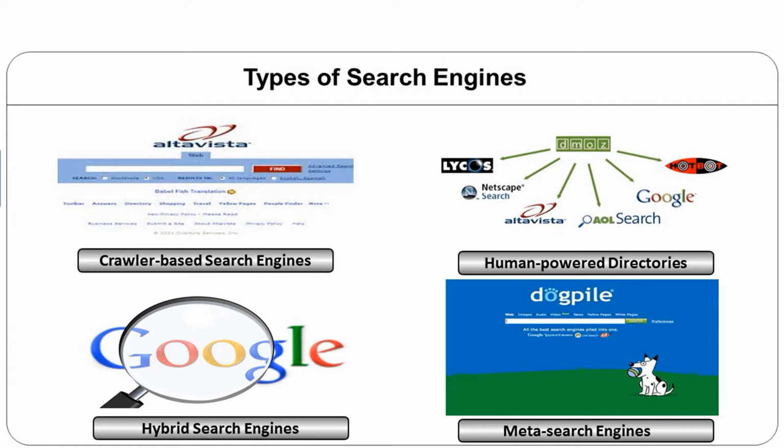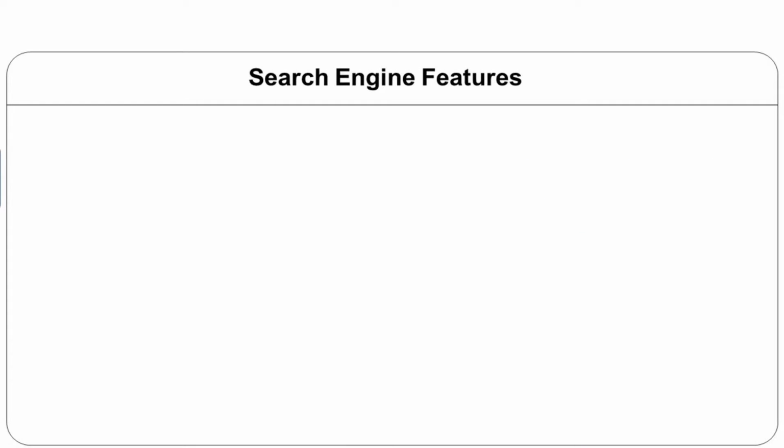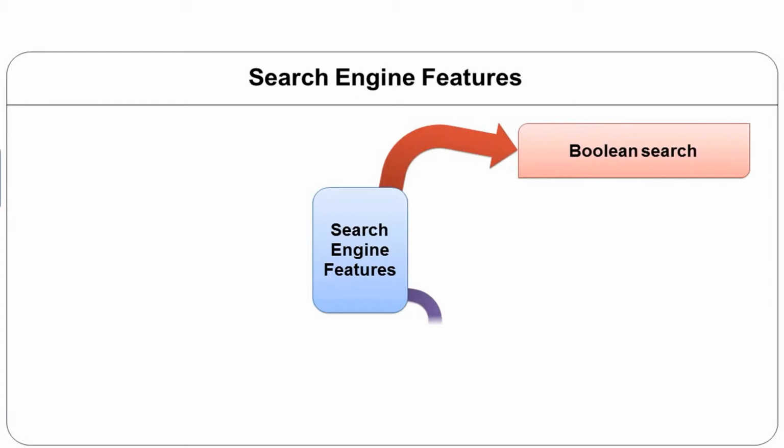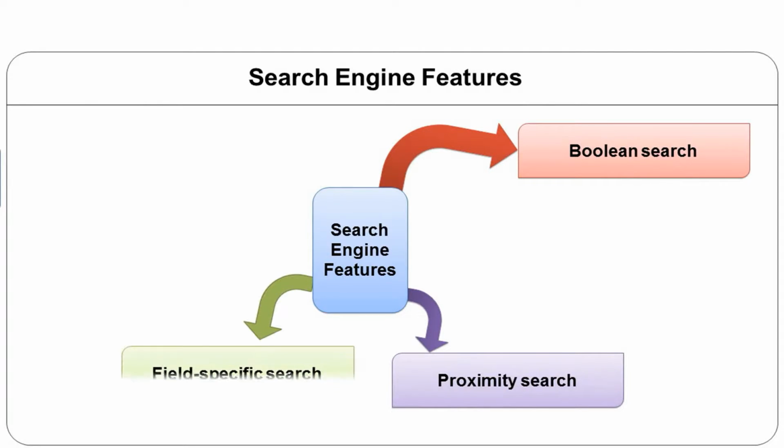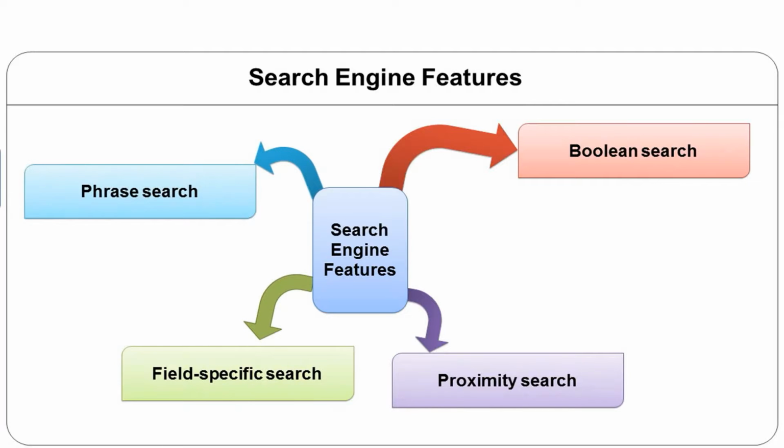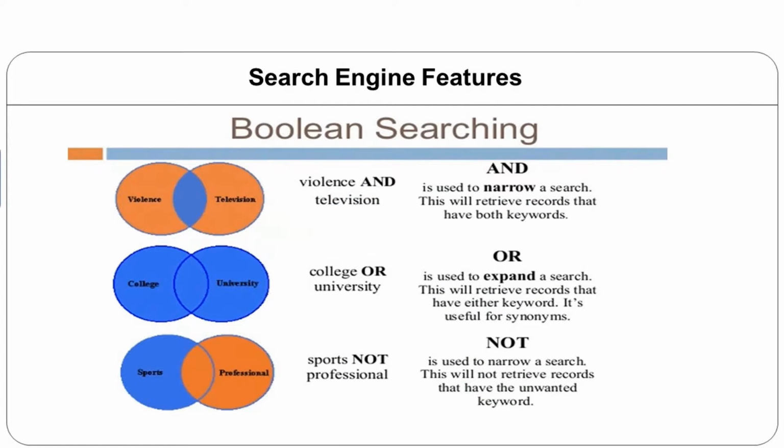One example is Dogpile. Search engine features. So search engines have various features which may be used by the end user for conducting the search. These techniques or features are generally Boolean search, proximity search, field level search, phrase search and limited search. There are various others also. Here some of the very salient ones are mentioned. So let us look at each kind of search.